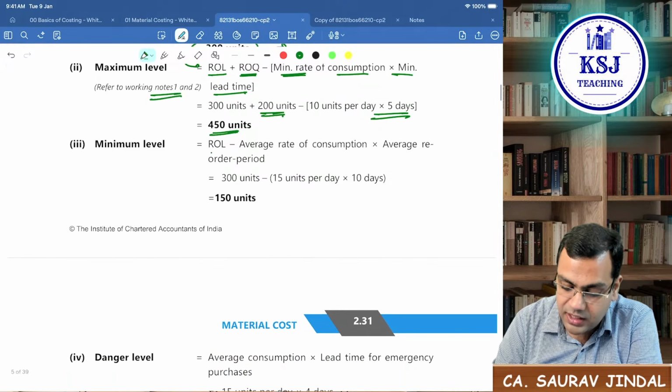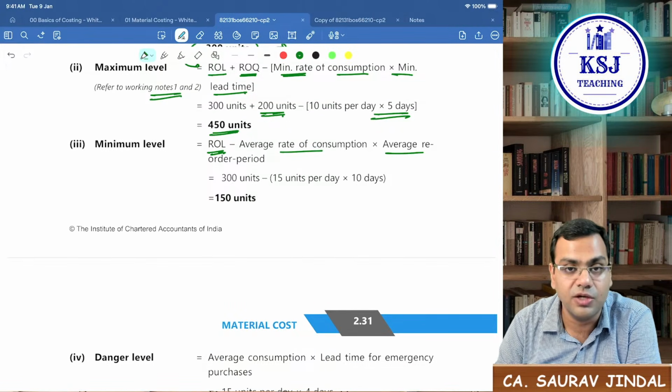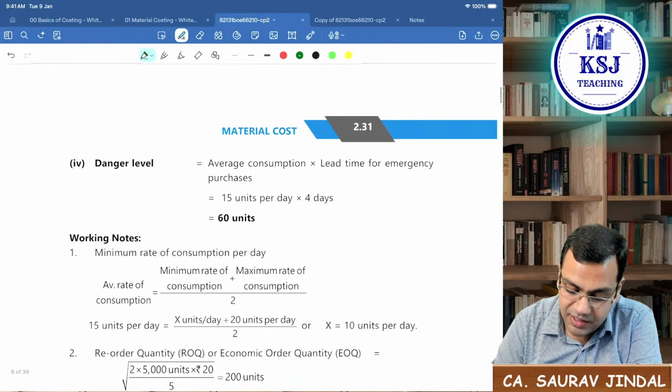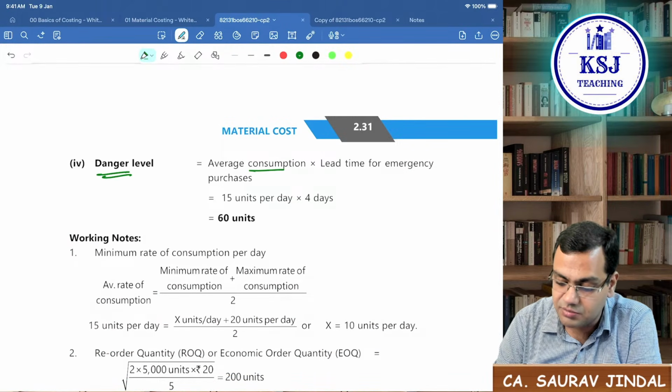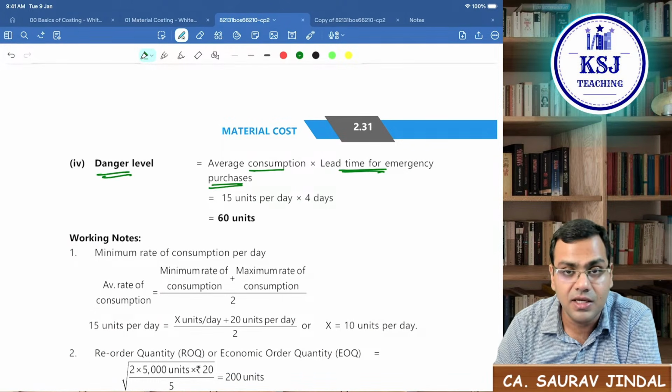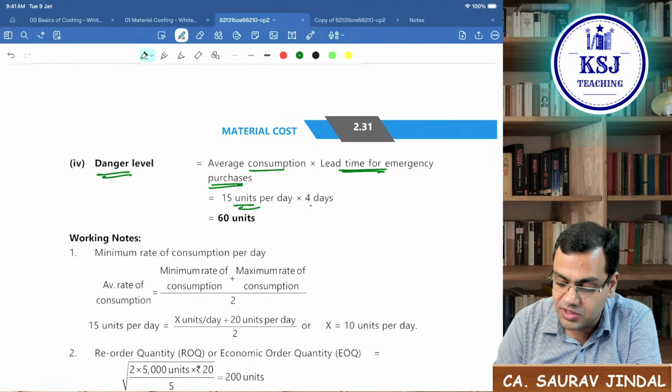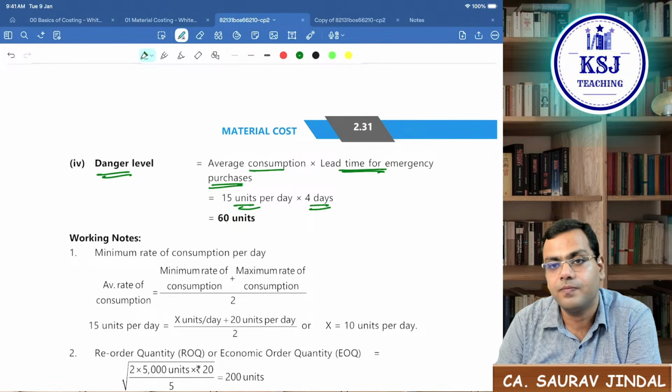Minimum level is ROL, which you have calculated in the first part, minus average consumption into average lead time, both given to you. So 150 will be your minimum level. Then danger level is what? Average consumption into lead time for emergency purchases. Average consumption given, lead time for emergency purchases given as 4 days. So 60 units.